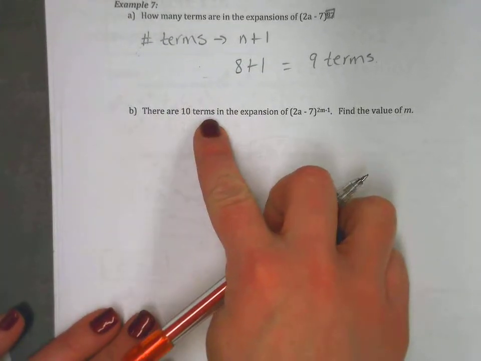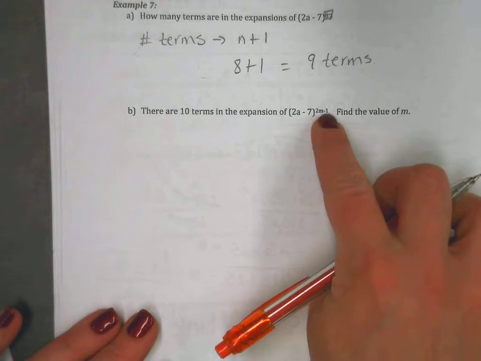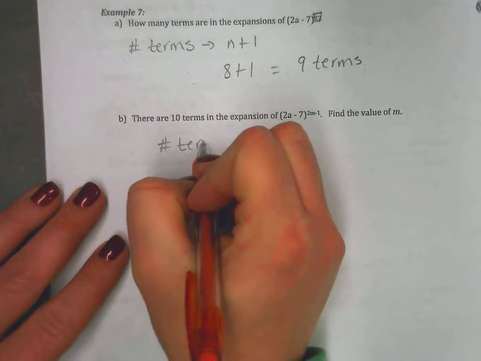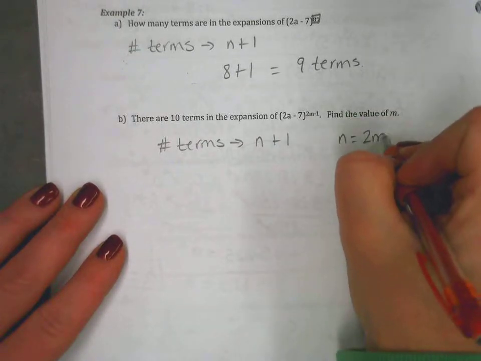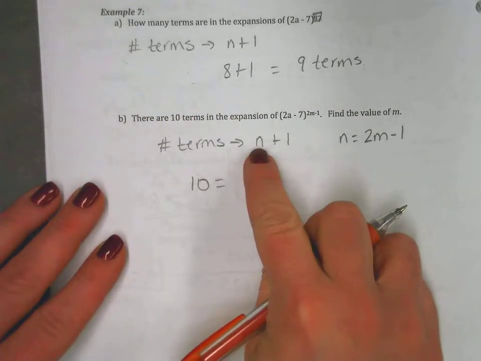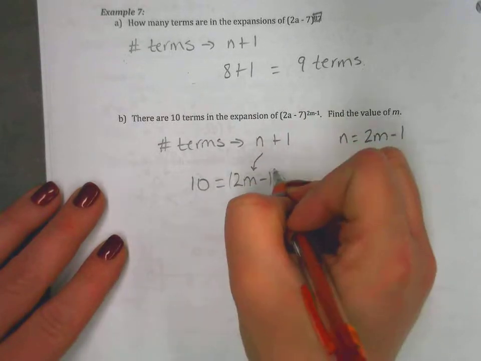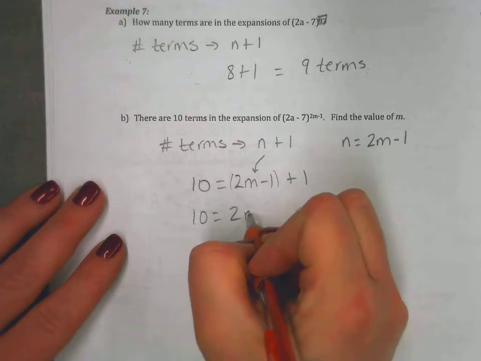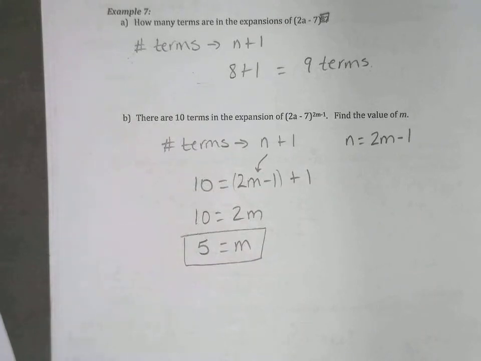If there are 10 terms in the expansion of 2a minus 7 to the power of 2m minus 1, find the value of m. Again, we know the number of terms is represented by n plus 1. N is represented by 2m minus 1. So the number of terms in my expansion is 10. This should equal n, which is 2m minus 1, plus 1. So my 1's cancel, and I'm just left with 10 equals 2m. So my m value works out to be 5. Okay, and that is the end of the binomial theorem.